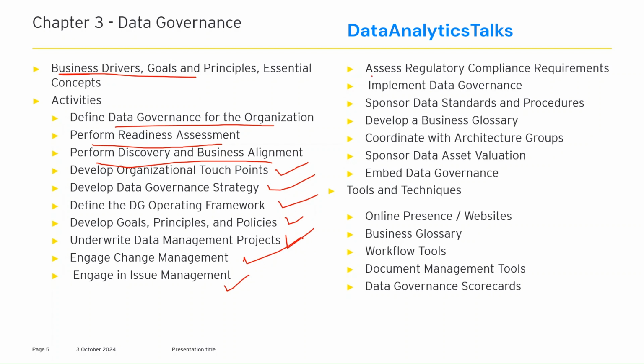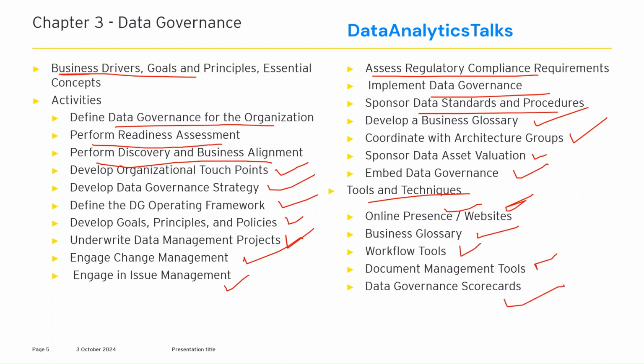Then there are other activities called assess regulatory compliance requirements, implement data governance, sponsor data standards and procedures, develop a business glossary, coordinate with architecture groups, sponsor data asset valuation, embed data governance. And this chapter talks about tools and techniques: online presence and websites, business glossary, workflow tools, document management tools, data governance scorecards.